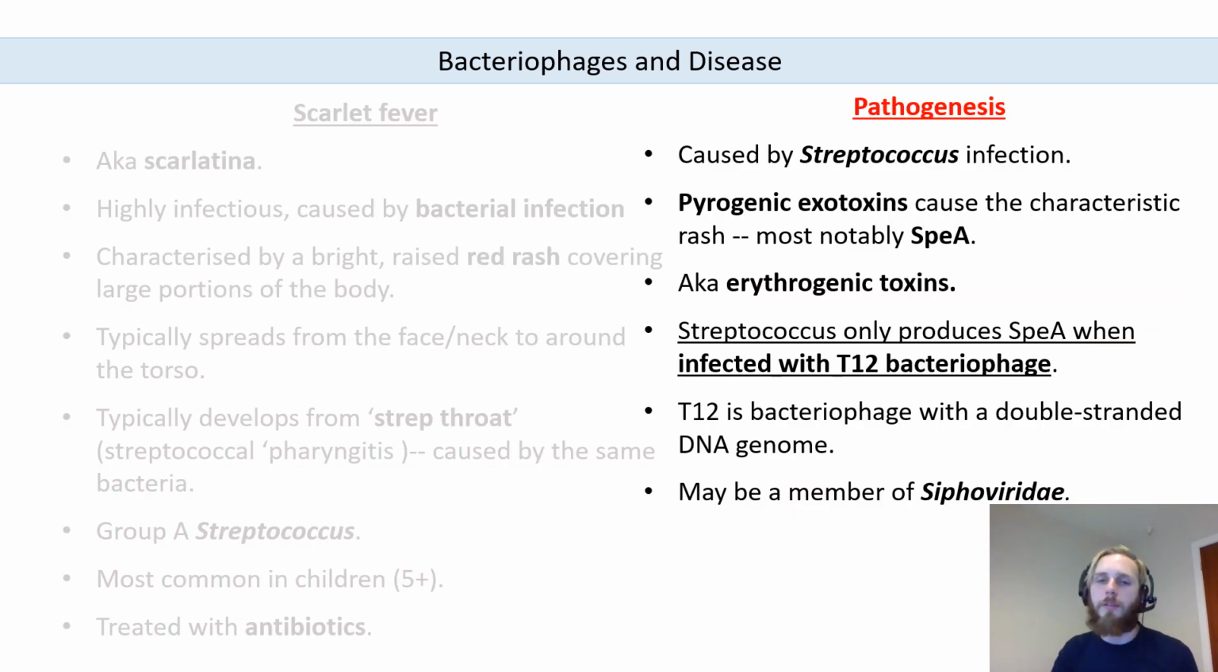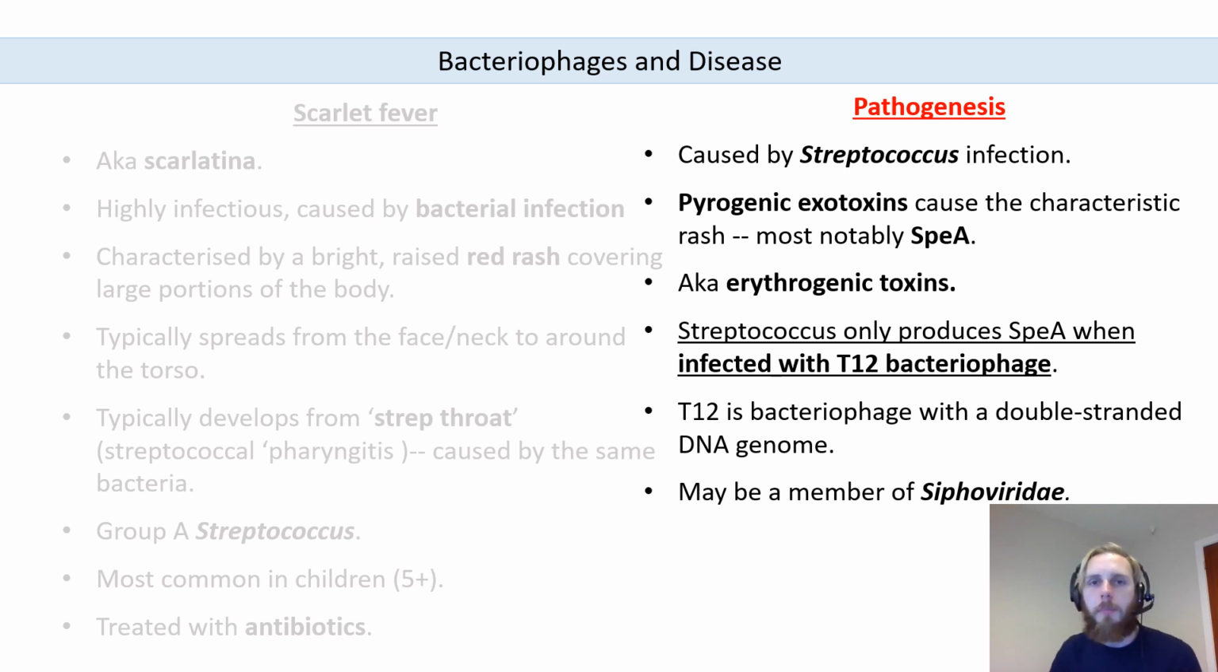So what's the pathogenesis of scarlatina? We've said bacteriophages have a role. So what's the actual role of bacteriophages? To understand that, we need to understand how Streptococcus actually causes scarlatina. So that information is here.